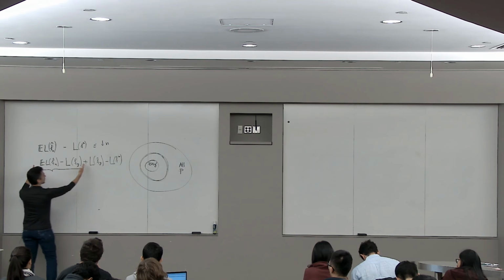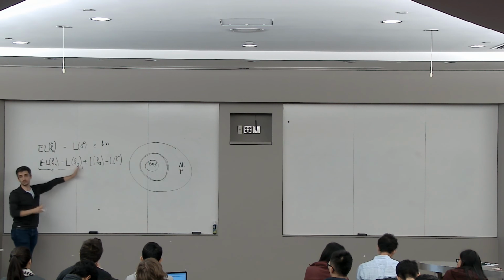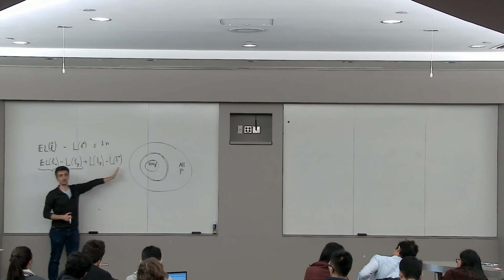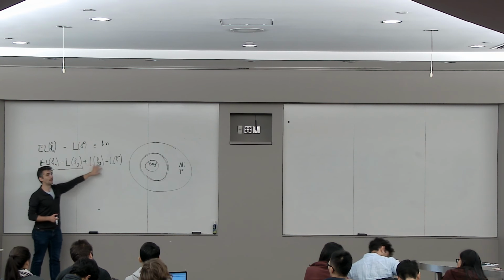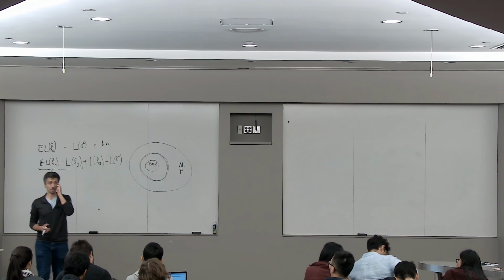We split it in such a way that hopefully you can control this part, and somehow understand this part, which is called approximation error. And of course, ideally you want to balance these two. Does that make sense?